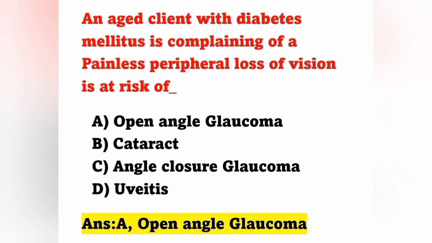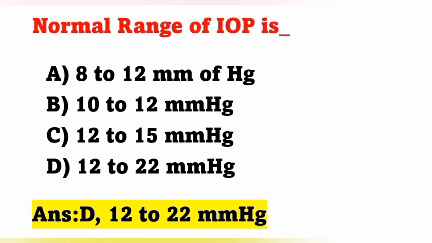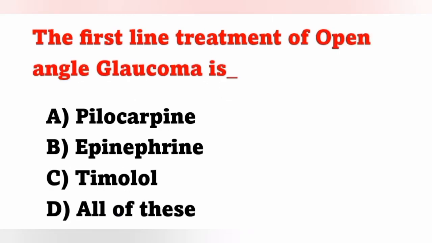Move on to the next question. Normal range of IOP is: option A, 8 to 12 mmHg, option B, 10 to 12 mmHg, option C, 12 to 15 mmHg, and option D, 12 to 22 mmHg. Correct answer is option D, 12 to 22 mmHg, normal intraocular pressure. And move on to the next question.